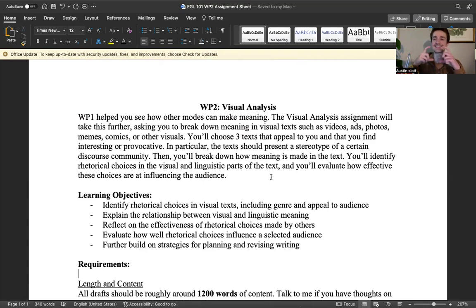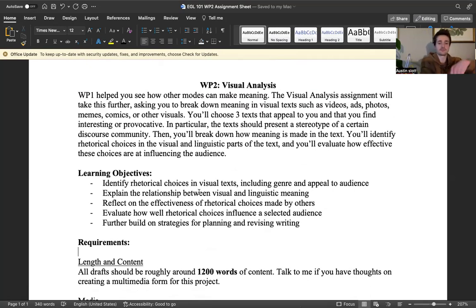This is about taking still images and making an argument, using those as support for your argument about how those movies or advertisements, or whoever the source of the media is, somehow contribute to a stereotype of a certain group of people. You'll break down meaning the way we did in the previous advertisement, the Coca-Cola ad, the way you're doing in your discussion board this week with the other Coca-Cola advertisement. You'll identify rhetorical choices in the visual and linguistic parts of the text, and you'll evaluate how effective these choices are at influencing an audience. All right?